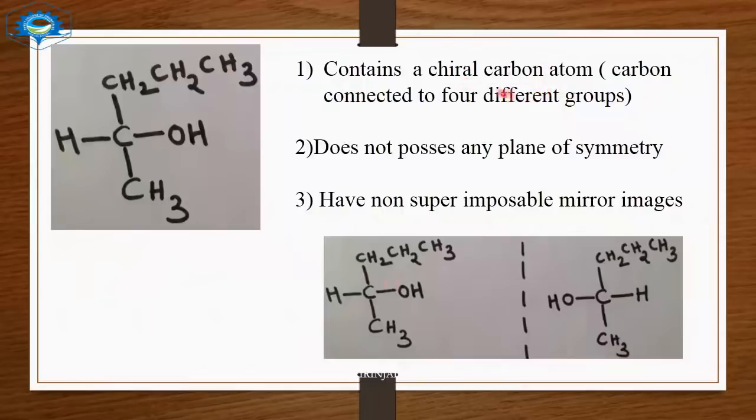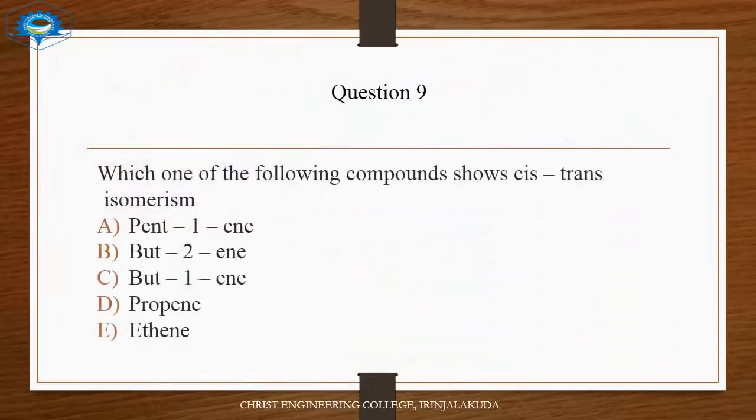So among the following options, only 2-pentanol contains a chiral carbon atom. So you need not check the three conditions; check the first condition, the chiral carbon atom. Only option B, 2-pentanol, contains a chiral carbon atom. The other remaining molecules do not contain a chiral carbon atom.